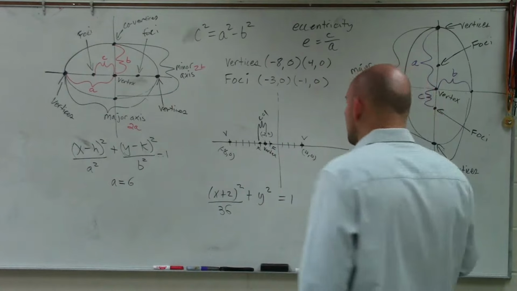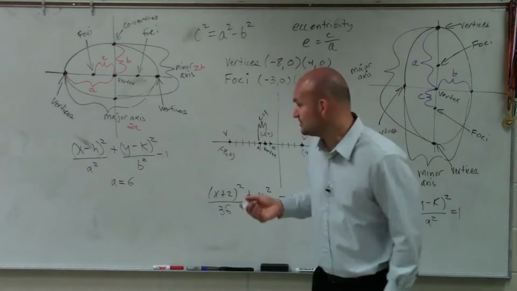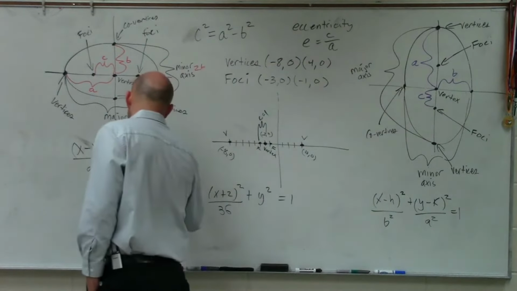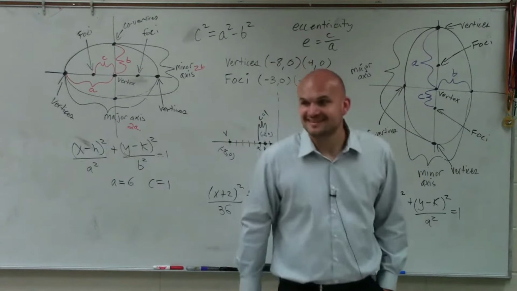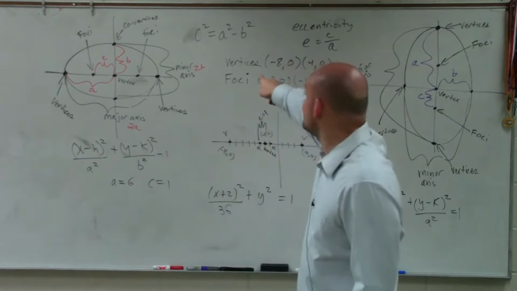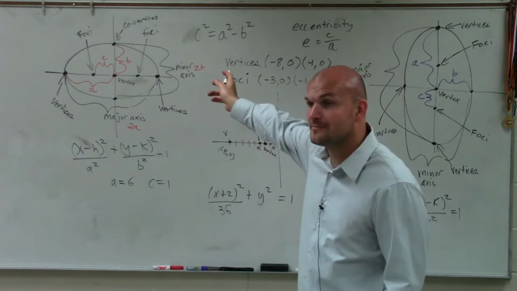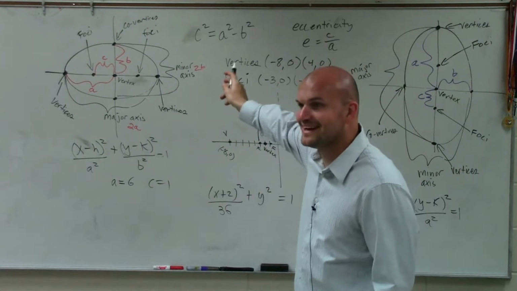But Eileen, do you remember there's an equation that I provided that could help us with this? Do you remember what that equation was? It's written on the board. Yeah, it's right there. C squared equals a squared minus b squared. Yeah, it's that one.